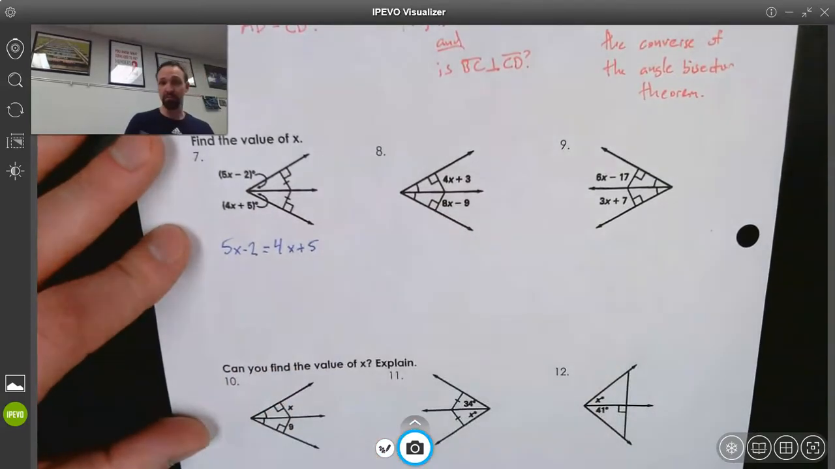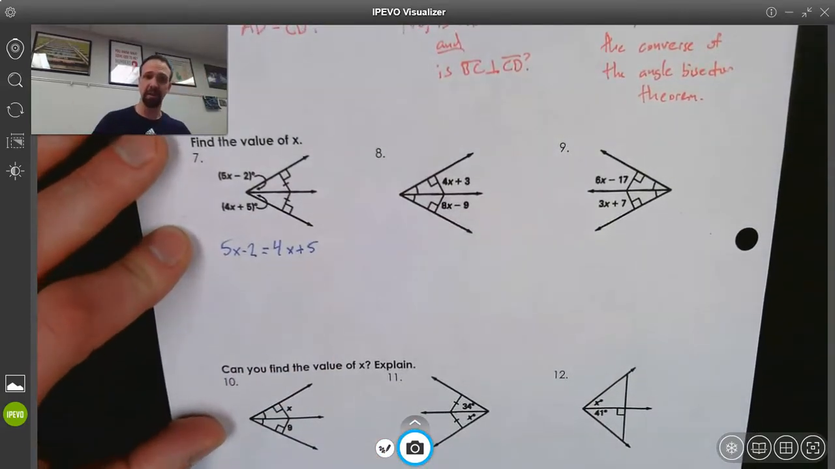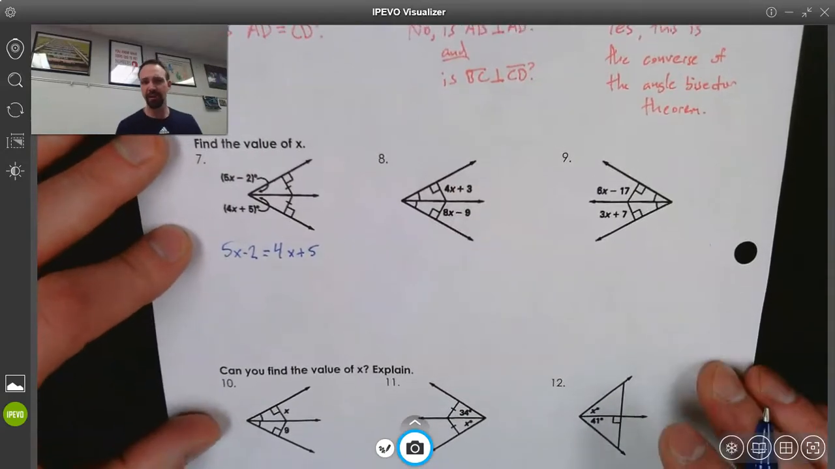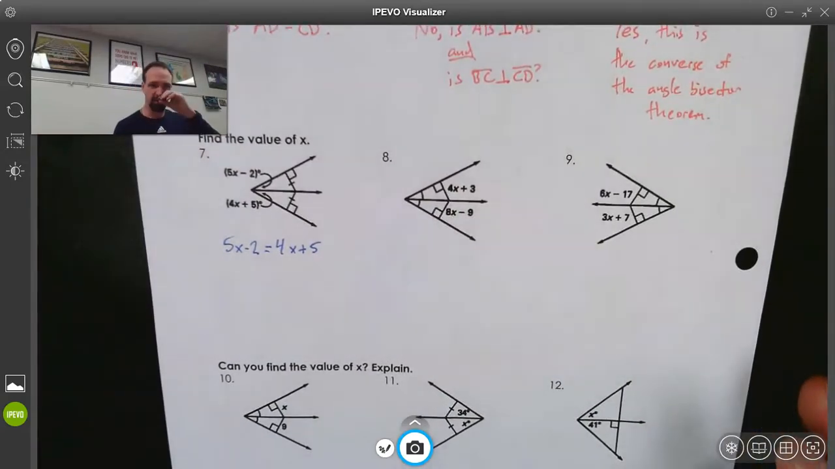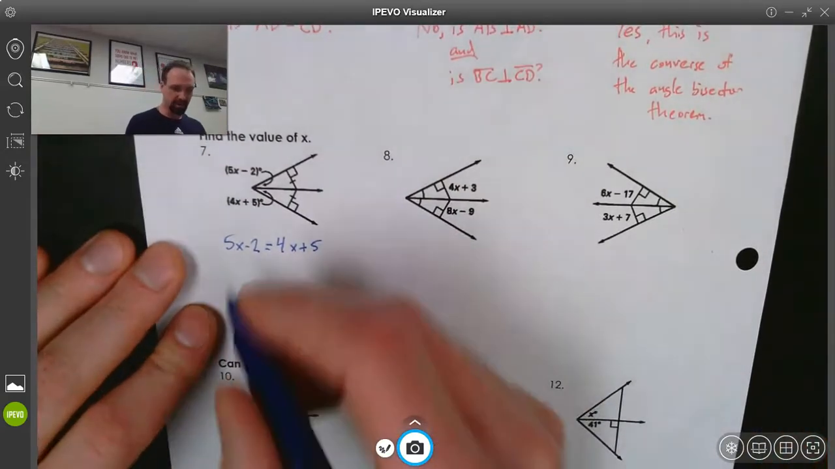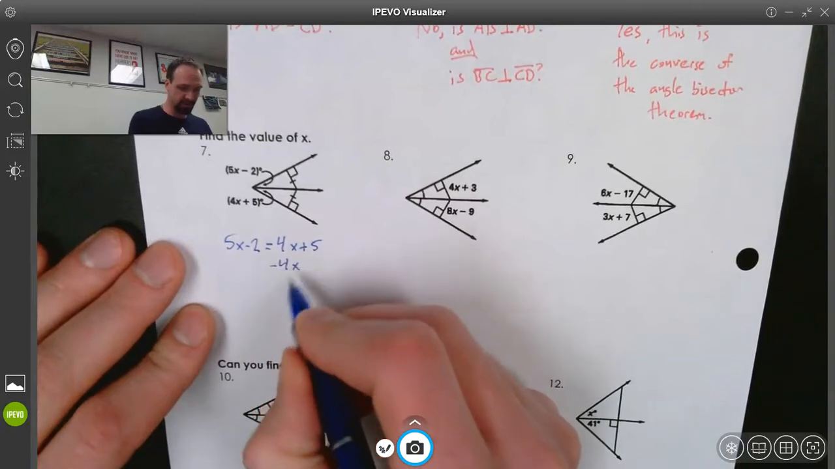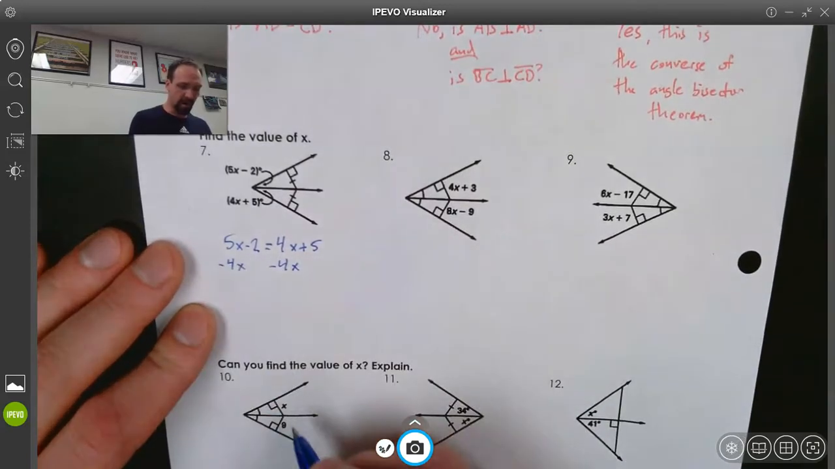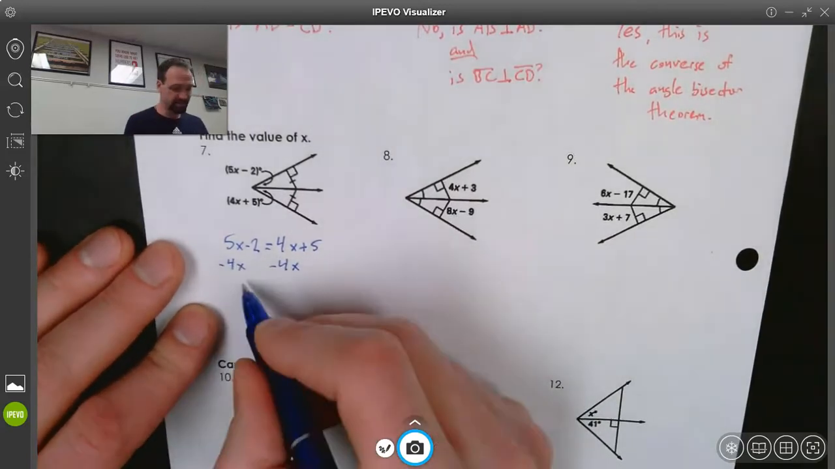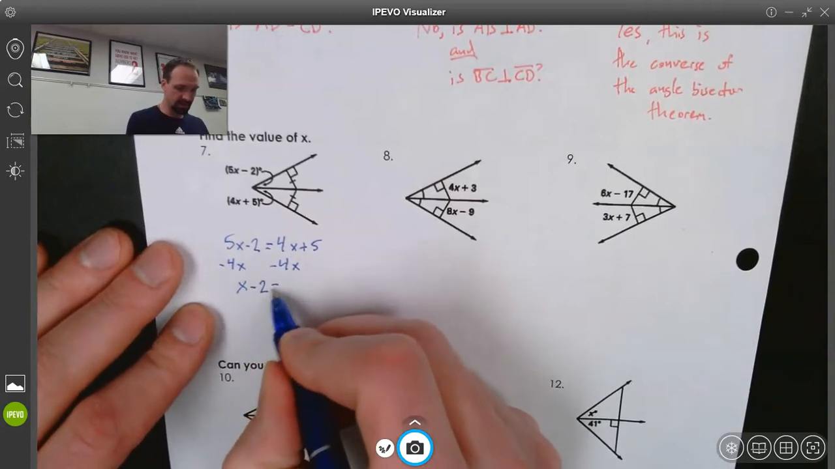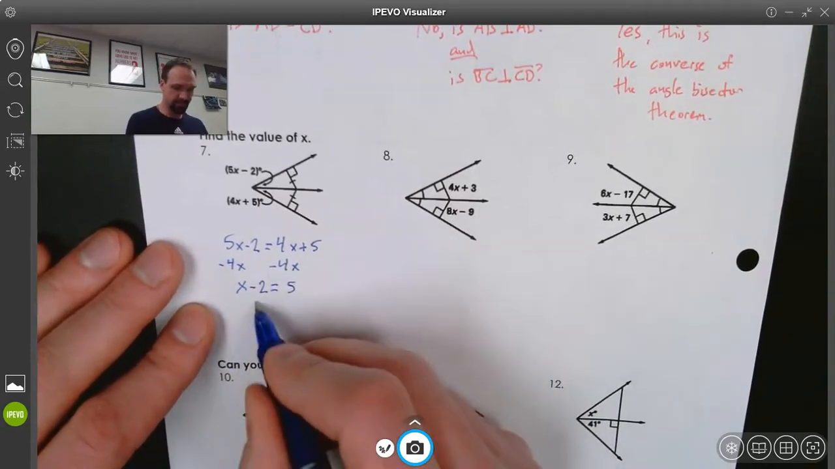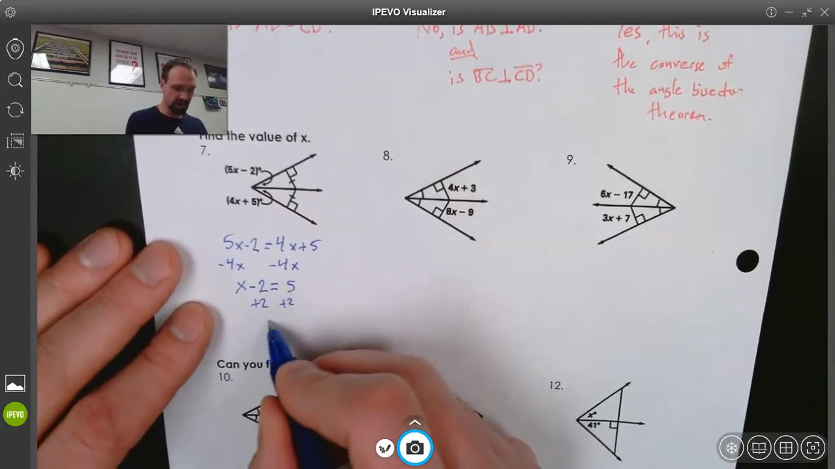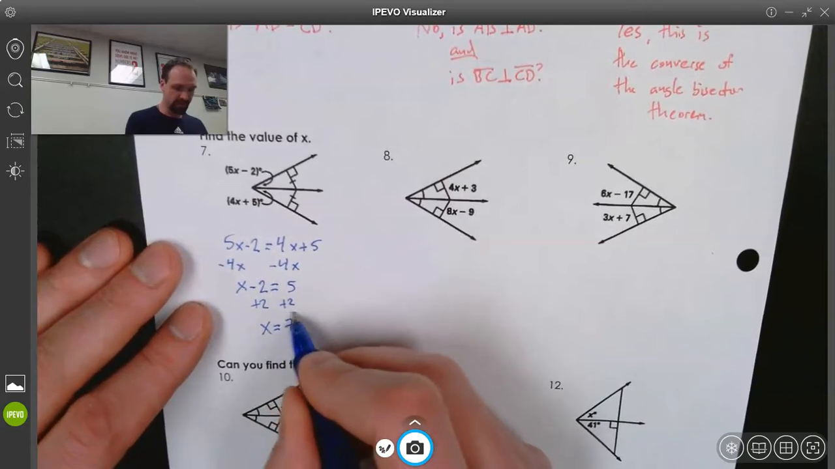At this point, if you want to check your algebra, go ahead and pause the video. Anytime that we get to this point, feel free to pause the video, check your algebra, see if you're doing the algebra right. It's a good way to make sure that you're on top of your algebra skills. It's something that I would do also if we were face-to-face. So I have x minus 2 equals 5. I'm going to add 2, and I get x equals 7.